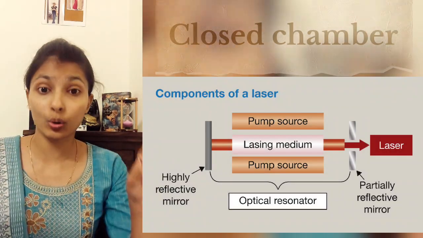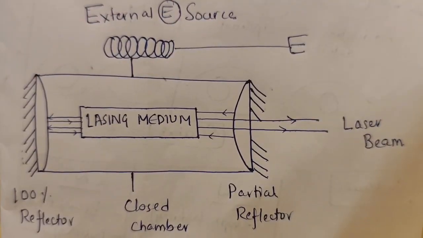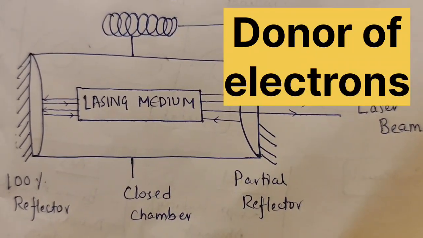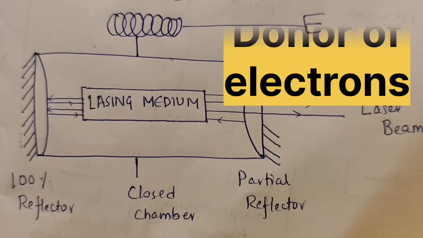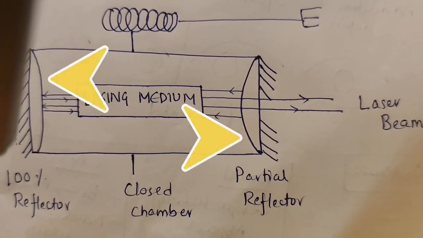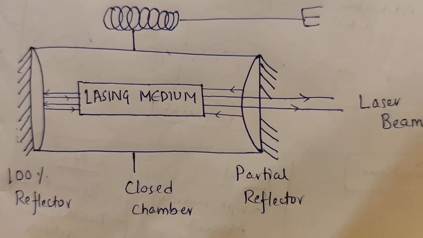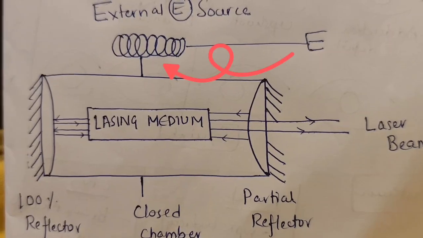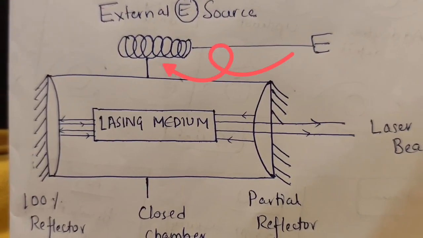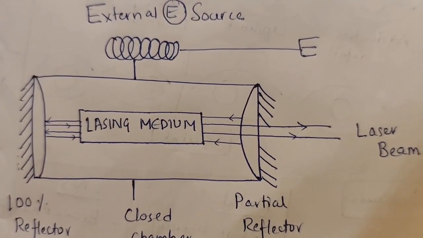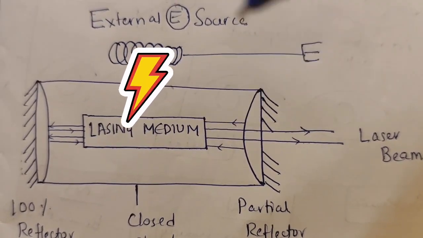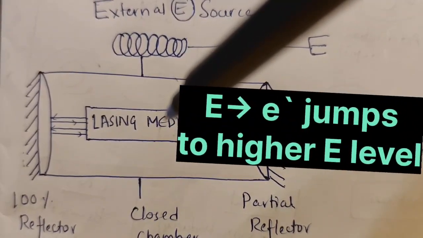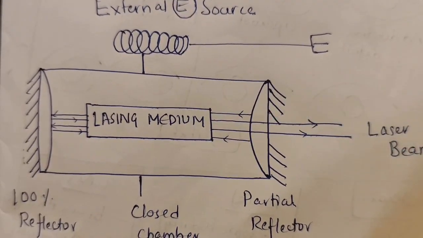Laser is produced in a closed chamber. In this chamber, we can see the lasing medium in the center, which is nothing but the donor of electrons needed for production of the laser beam. We also can see two reflectors present in opposite directions, here and here. These two are present in a closed chamber. Now we can also see one more thing, which is called the external energy source.